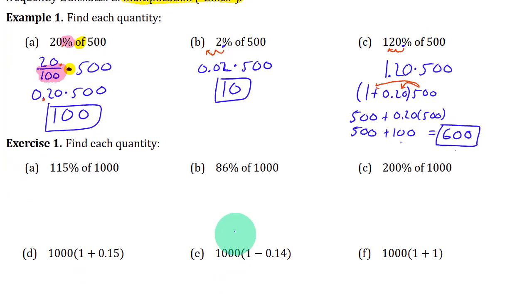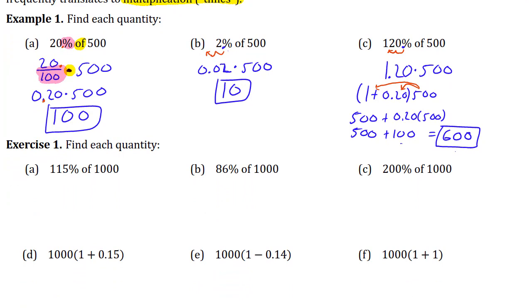Okay, so 115% of 1,000. I'm going to think of this as 1.15 times 1,000. And I want to do the 1 times 1,000 and also the 15% of 1,000 separately. And that's going to become 1,000 plus 150 is 1,150.